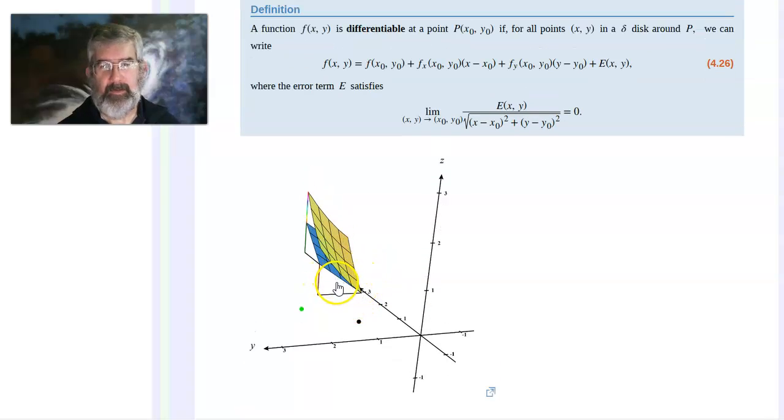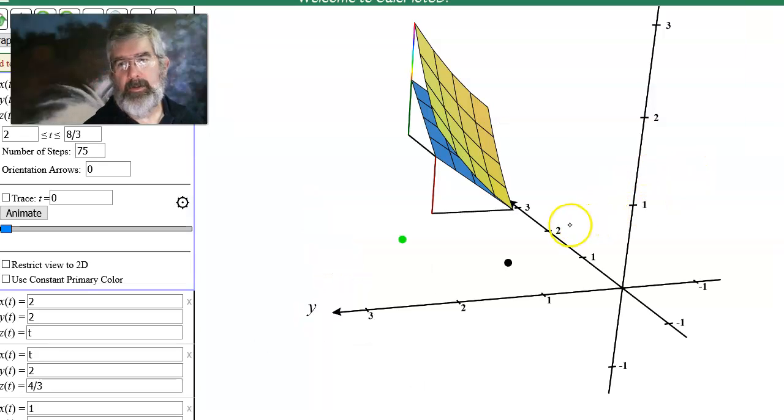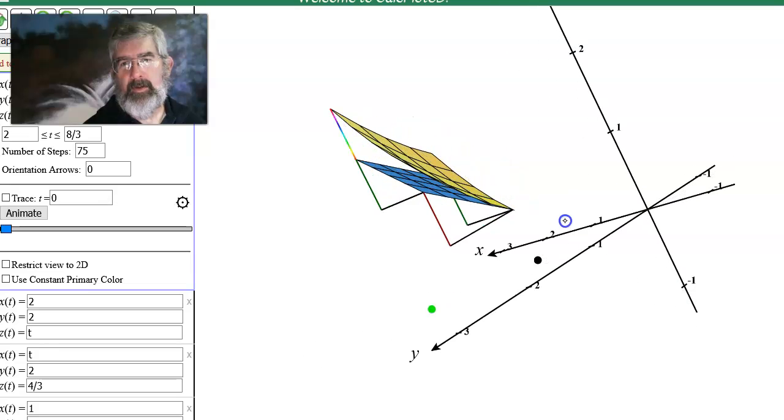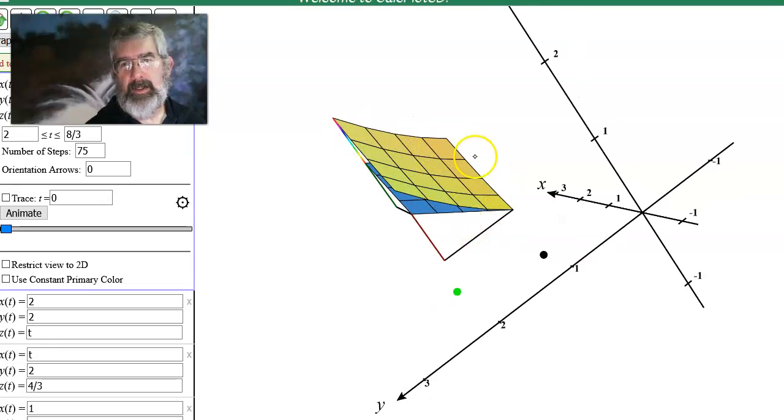Let's put this in 3D. Well, I guess it's still in 2D, but at least I can grab it, move it around, and let you see it better. So the yellow thing is my surface. This is the point that I'm going to ask, is it differentiable? Okay. And so this is the x0, y0, that's in the xy plane, and then this is the point xy in the xy plane. So the function value at x0, y0 is this one, and the function value at xy is up here.